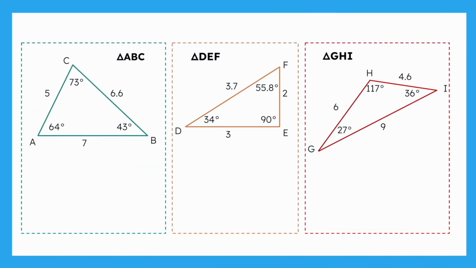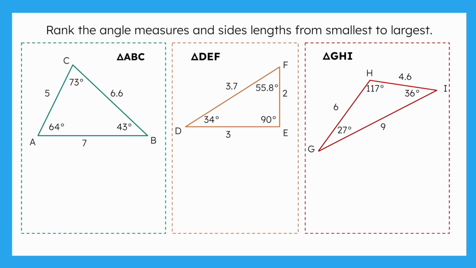Here we have 3 triangles, all labeled with their angle measures and side lengths. I'm wondering whether there are any interesting patterns we can discover. Let's start by ranking the angle measures from smallest to largest and the side lengths from least to greatest as well. We'll do the first one together.